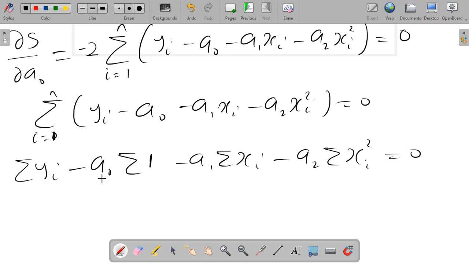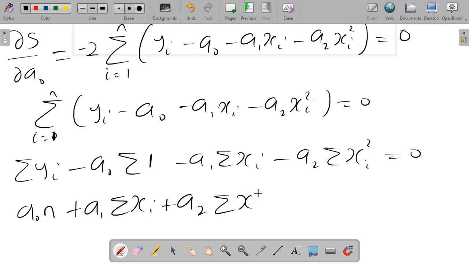So let's move all the ones that do not have y to the other side. I told you that summation of 1 is n, so here is going to be a naught n. This one moving here, the other one coming, I'm going to have plus a1 summation xi plus a2 summation x squared i is equal to the one on the other side, which is the summation of yi. Don't forget that the summation starts from 1 to n. So now this is our equation 1. We have gotten our equation 1. So let us do the other ones to get our equation 2 and our equation 3.